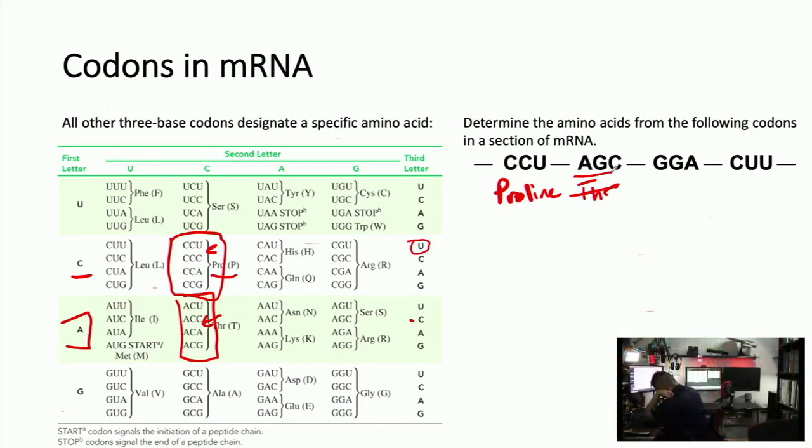Oh, this one you have to go to the third one. So A here, and then G is here. G is here, so it's this block. And then C, which is right there. So that's serine, actually, not threonine.